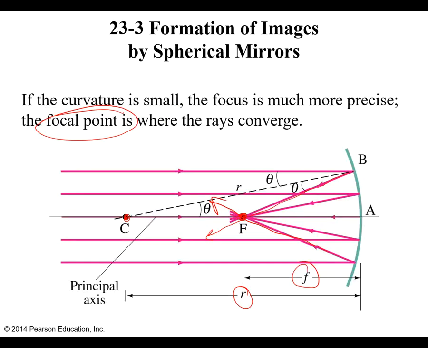So in this case, if I said that this was part of a very large mirror that had a radius of 10 meters, then the focal point would be 5 meters. It would be 5 meters away from the mirror, this distance right here. That would be 5 meters where all of the light would converge at one point.